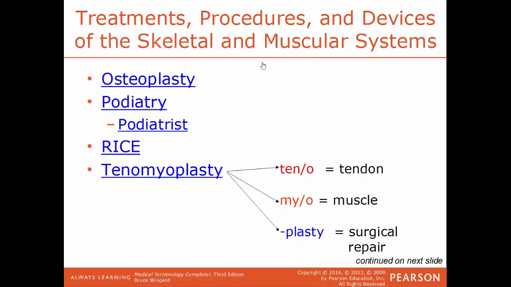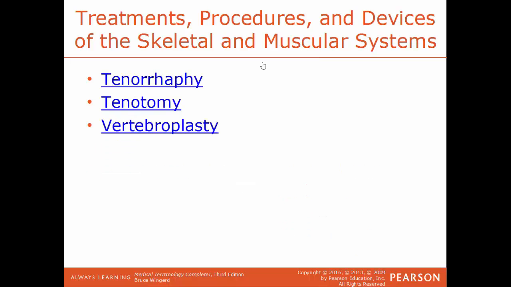So it's not just a repair of the muscle, not just a repair of the tendon, it is both tendon and muscle. Next term, tenorrhaphy. This is a suture within a tendon. Next term, tenotomy. This is cutting into a tendon. And last term on here, vertebroplasty, a surgical repair of a vertebrae.